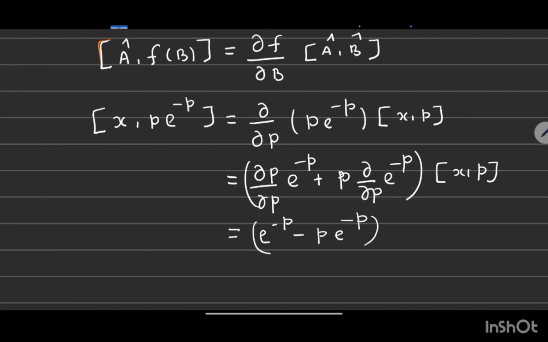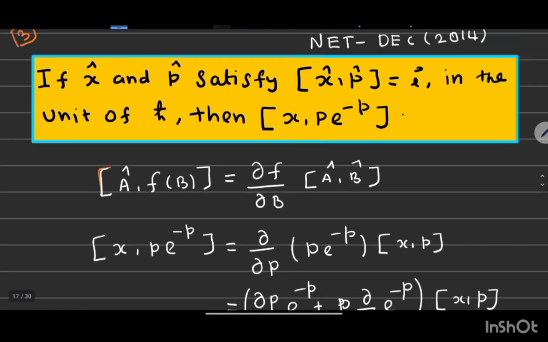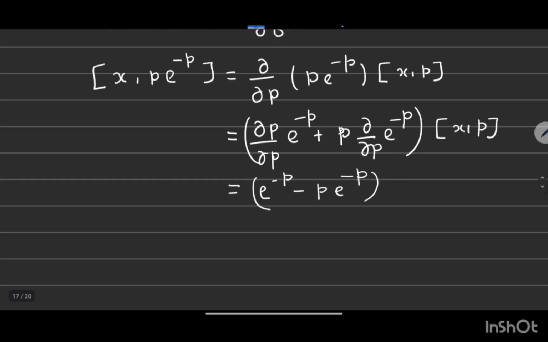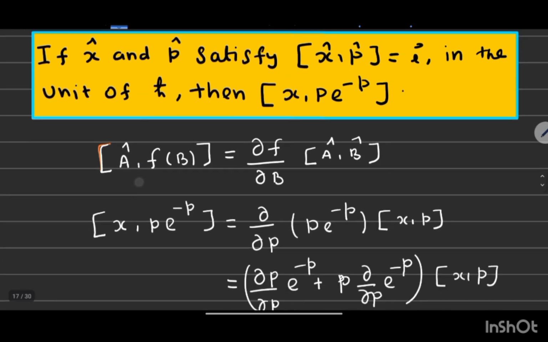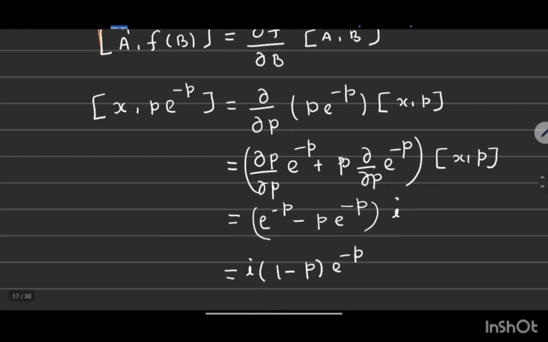Times what is the commutation relation between x and p? That is given as i in the question itself. Use that. Here you have i, so if you take e^(-p) commonly out, here you have (1 minus p) times e^(-p) multiplied by i. So your answer is this. This is your answer.